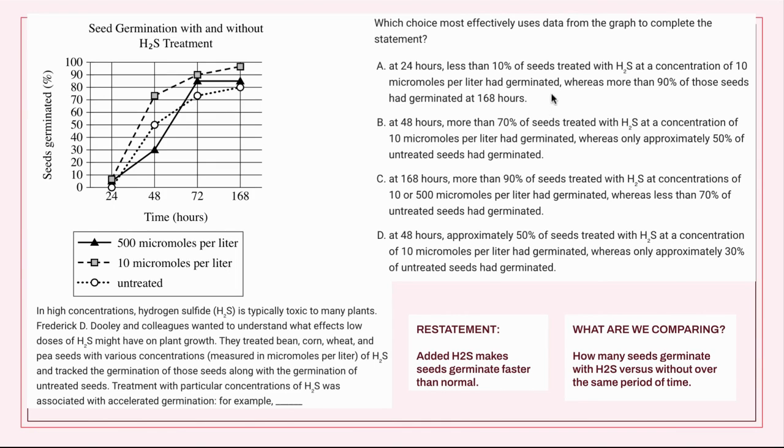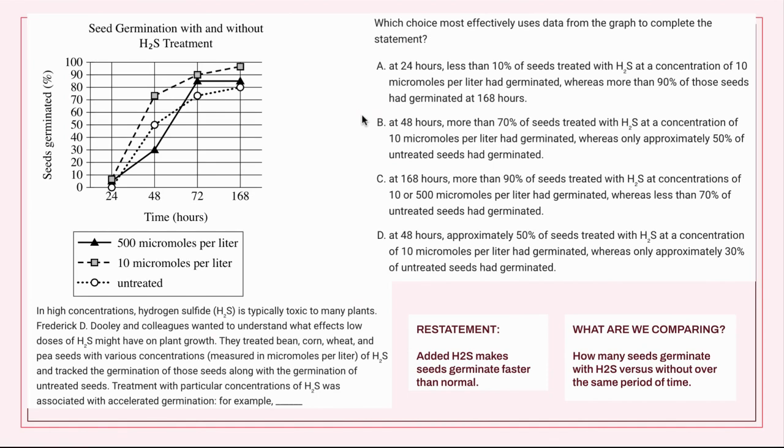Okay, I'm not even going to go to the graph because, again, we're not comparing anything. For this entire answer choice, we're just talking about the concentration of 10 micromoles per liter, that sample group. We're just talking about how more germinated after more time, but that doesn't prove that the H2S makes it grow more than untreated. So since this is not comparing the 10 micromoles per liter to the untreated one, this is a bad answer.